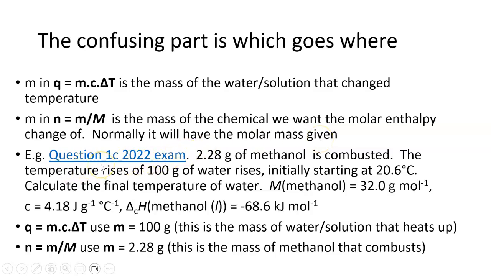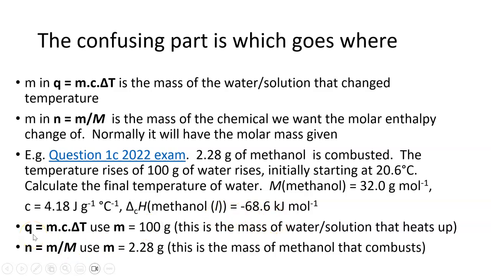So in this question here, which you can link to, 2.28 grams of methanol is combusted. The temperature of 100 grams of water rises, initially starting at 20.6 degrees Celsius. Calculate the final temperature of the water. The molar mass of methanol is 32.0 grams per mole. There's the specific heat capacity of water. There's the molar enthalpy of combustion of water.